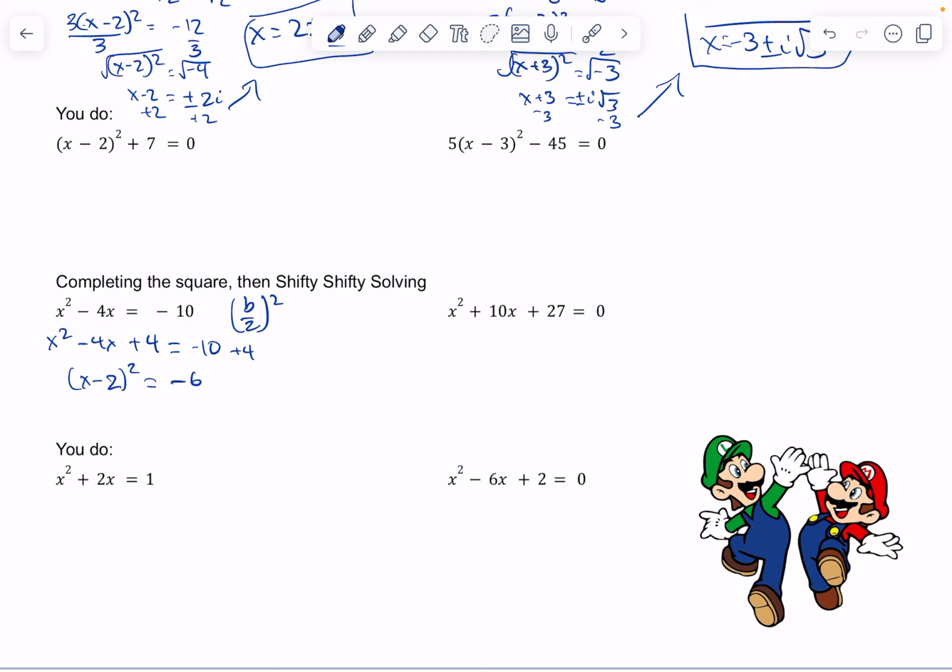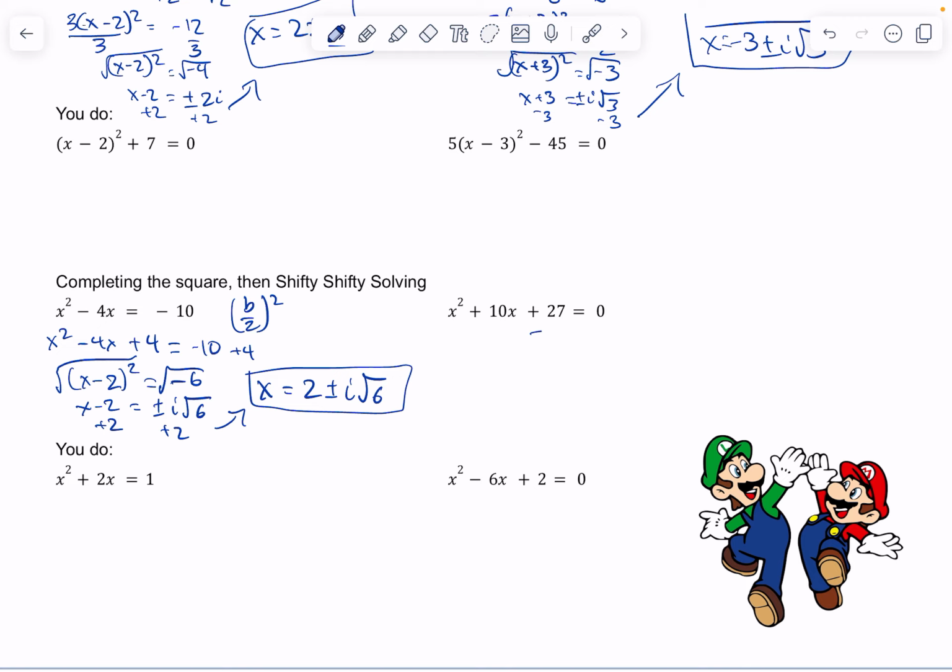I'm still dealing with a negative number. Whatever. Square root, x minus 2 equals positive negative i square root 6. I can't pull anything out from that 6. Plus 2. So that means x equals 2 plus or minus i square root 6. Done and done. Next one.